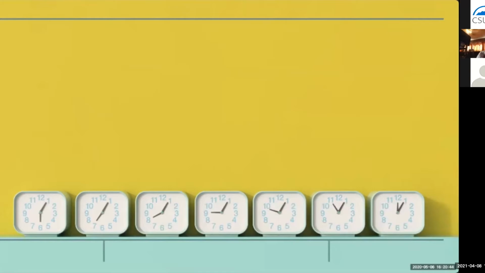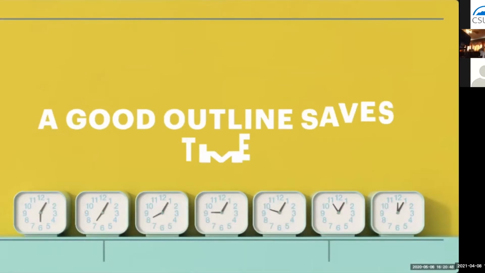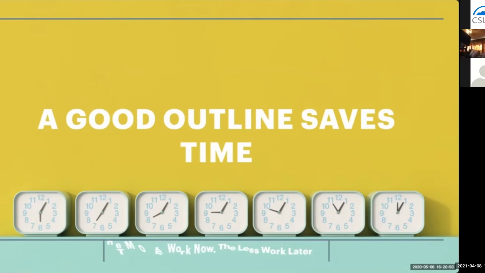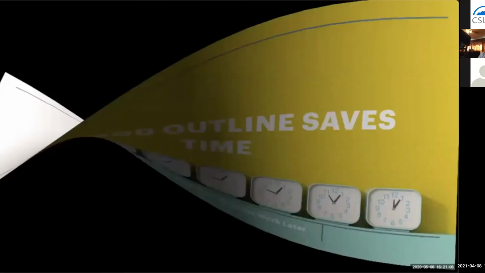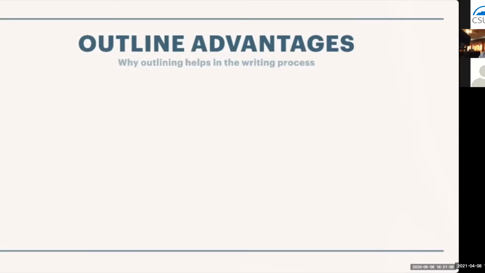Okay. So when it comes to outlining, a good outline saves time. The more work you do now, the less work you have to do later in terms of preparing and researching, and in terms of preparing and organizing a paper. So let's look at some advantages of outlines. Why outline? Why does it help the process?